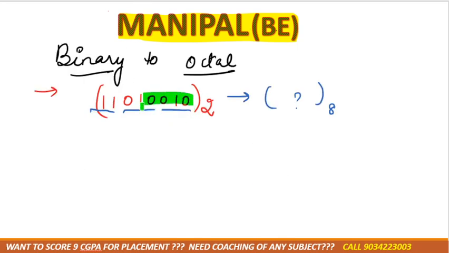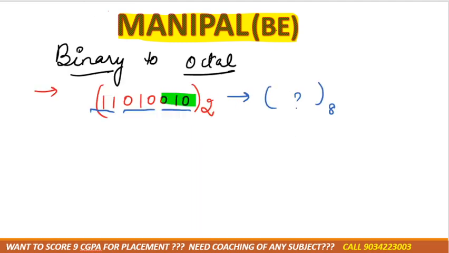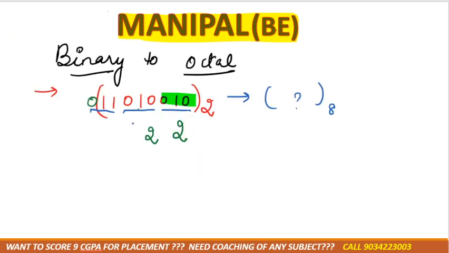We'll have 0, 1, 0 and 0, 1, 0, represented by 2 over here. Again 0, 1, 0, 2. Then 0, 1, 1. We can write it like this now. 0, 1, 1 is how much? That is 3. Correct? So its answer is 3, 2, 2. It's in the octal form. Got it?